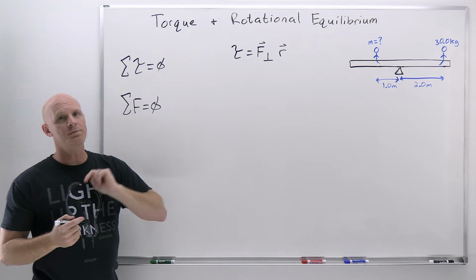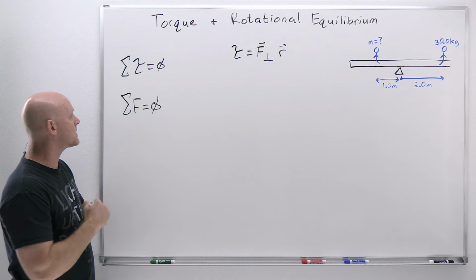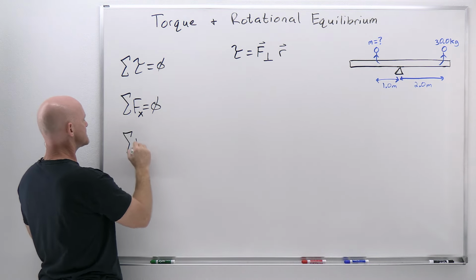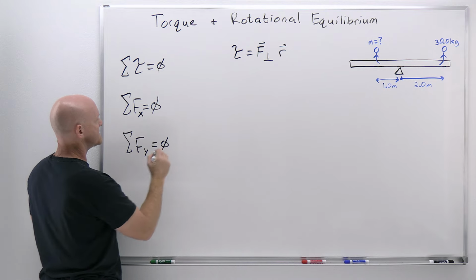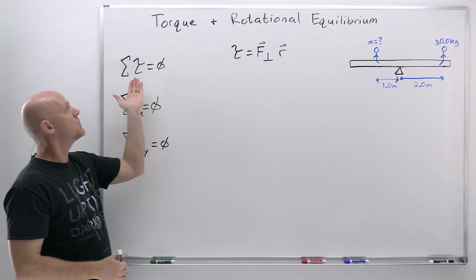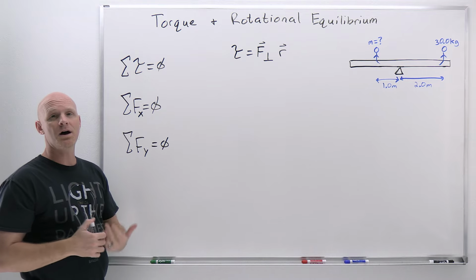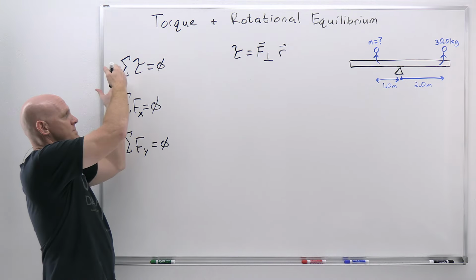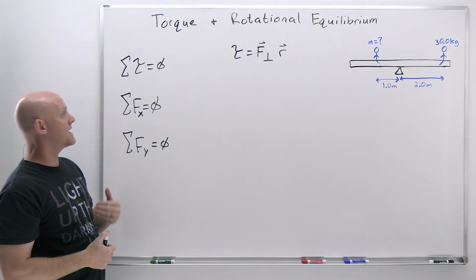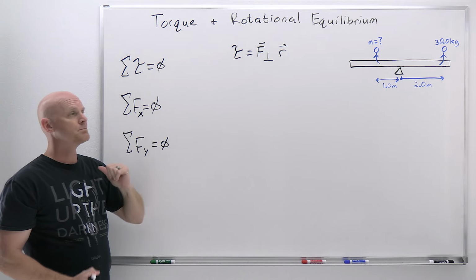But if you've got a two-dimensional problem, similar to what we did with objects in equilibrium back in chapter 4, you're going to break it up into x and y components. You'll have the sum of the forces in the x direction adding up to zero, and the sum of the forces in the y direction adding up to zero. Then with rotational equilibrium, you'll additionally have one more equation where the sum of the torques equals zero as well. So you're going to set up a free body diagram, set up the equations, and we've just got one additional equation. Whether it be a one-dimensional or two-dimensional problem, it's just that one additional sum of the torques equaling zero.